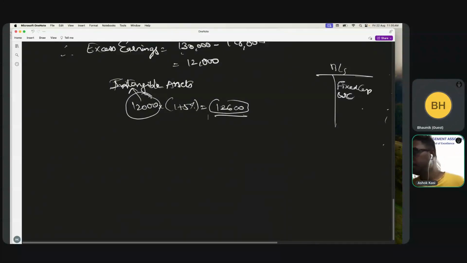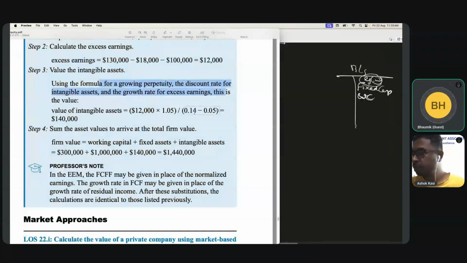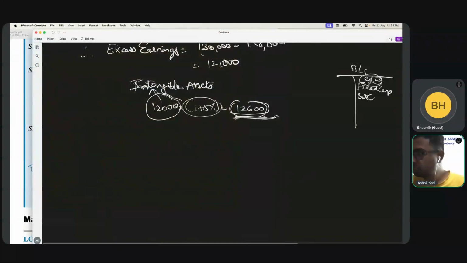Further, if it is getting more, it is because of the goodwill of the company, or the intangible assets. So this I will attribute to intangible assets. The excess divided by 5% that we got. The excess amount, which is growing at 5%.